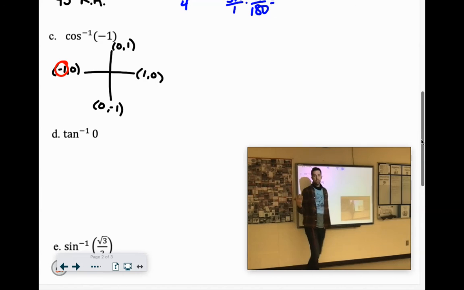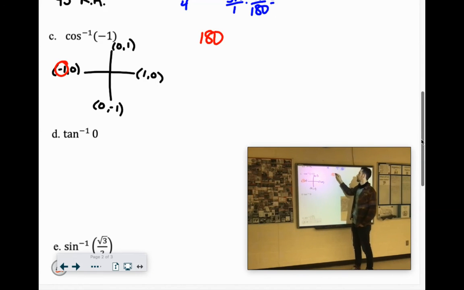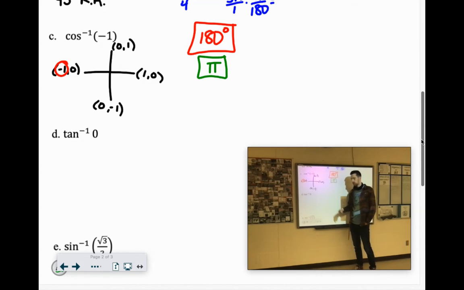Now, what is the degree over there? That's 180 degrees. That's the only time the cosine will equal -1. So if we were to convert that into radians, remember 180 degrees is just equal to pi radians. Cool. All right.